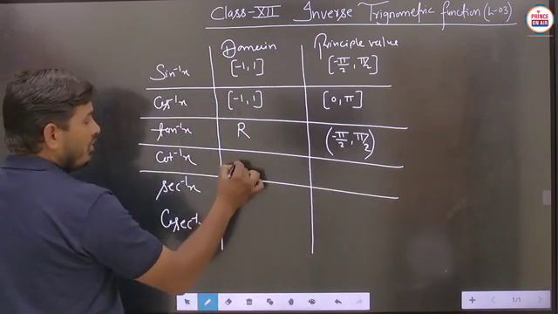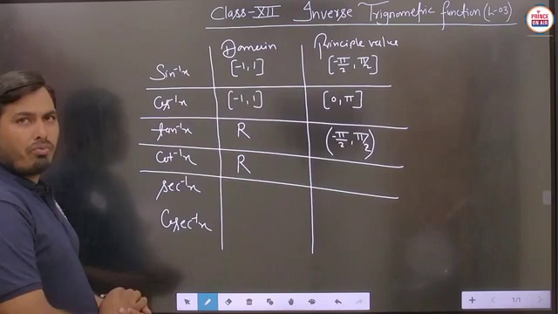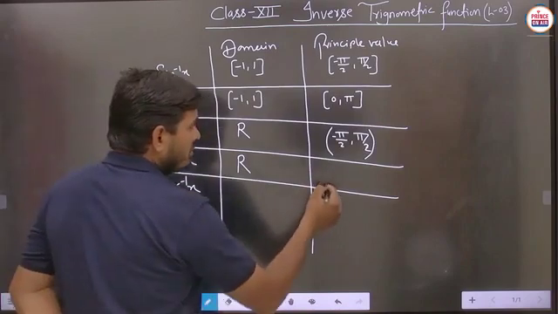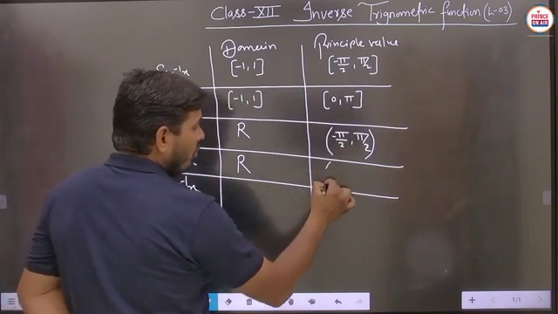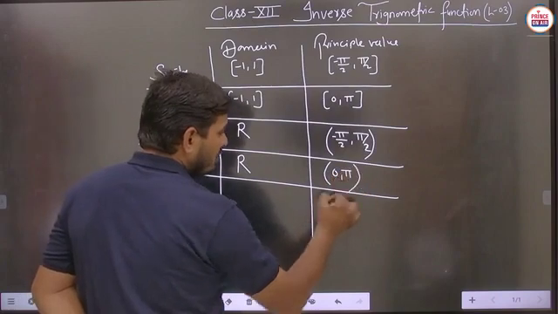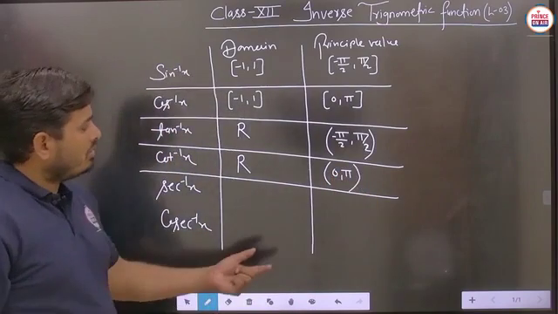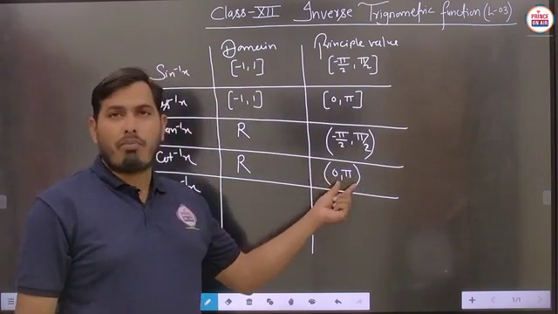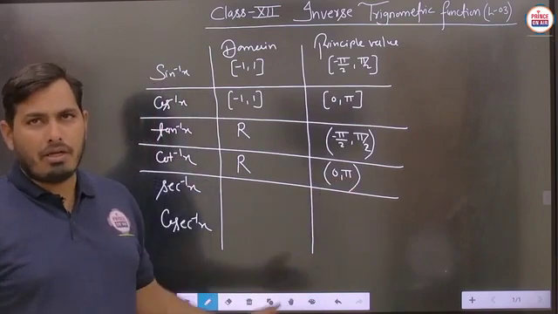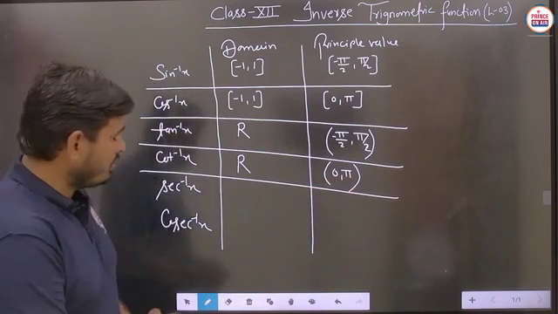Next we take cot inverse x. The domain of cot inverse x is again R, and the principal value is the open interval 0 to pi. It means in this section we do not include the boundary values 0 and pi, but we include the values in between. Is it clear?